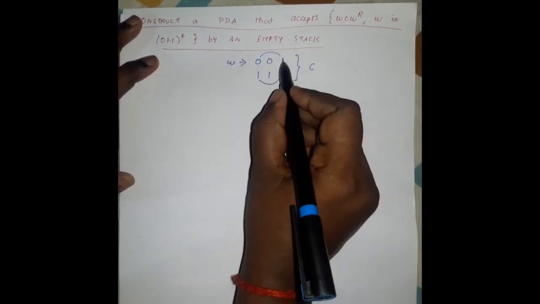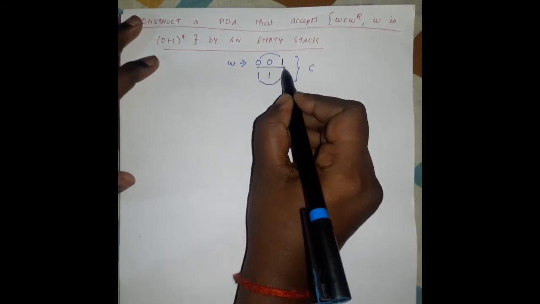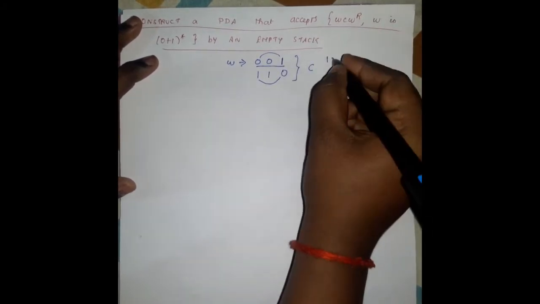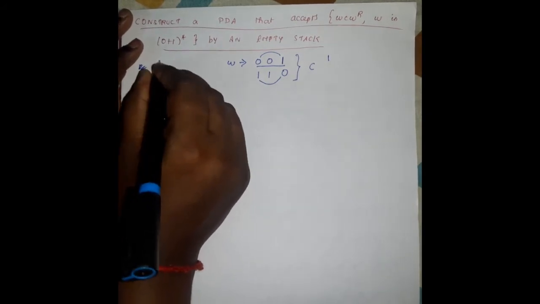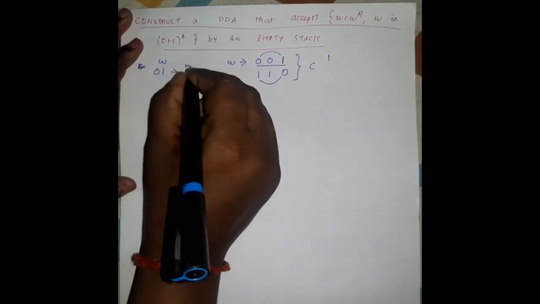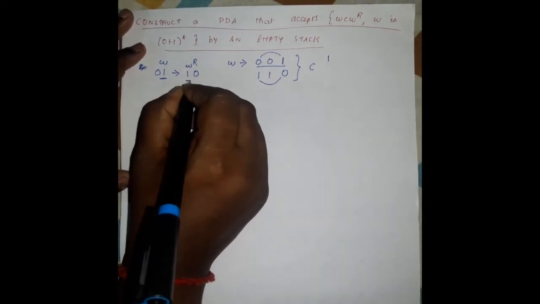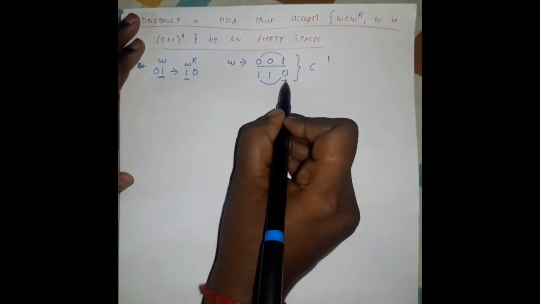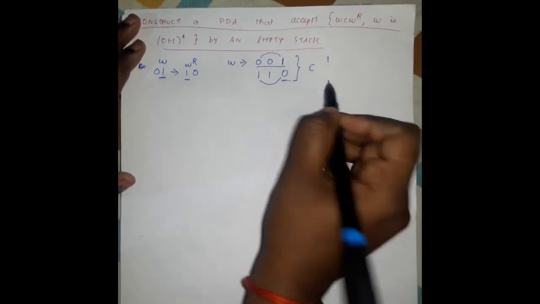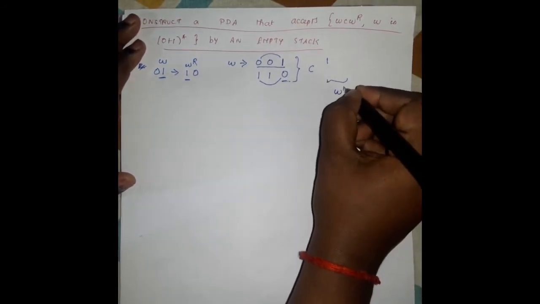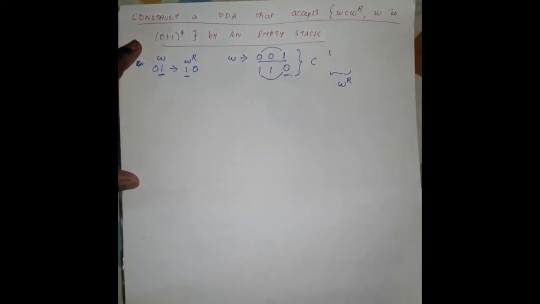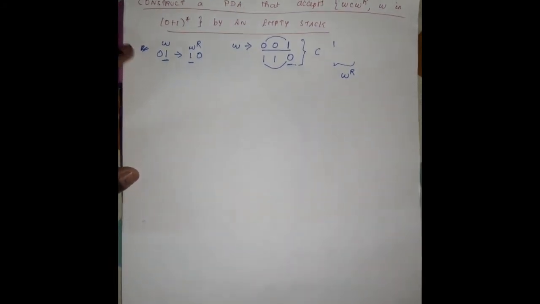Here, the last symbol of w is the first symbol of the reverse, right? For example, 01 is w, which means w power r, the reverse, is 10. The last symbol of w is the first symbol of the reverse. The same concept applies here. So you can clearly understand that, because it is very useful to perform the transition function.